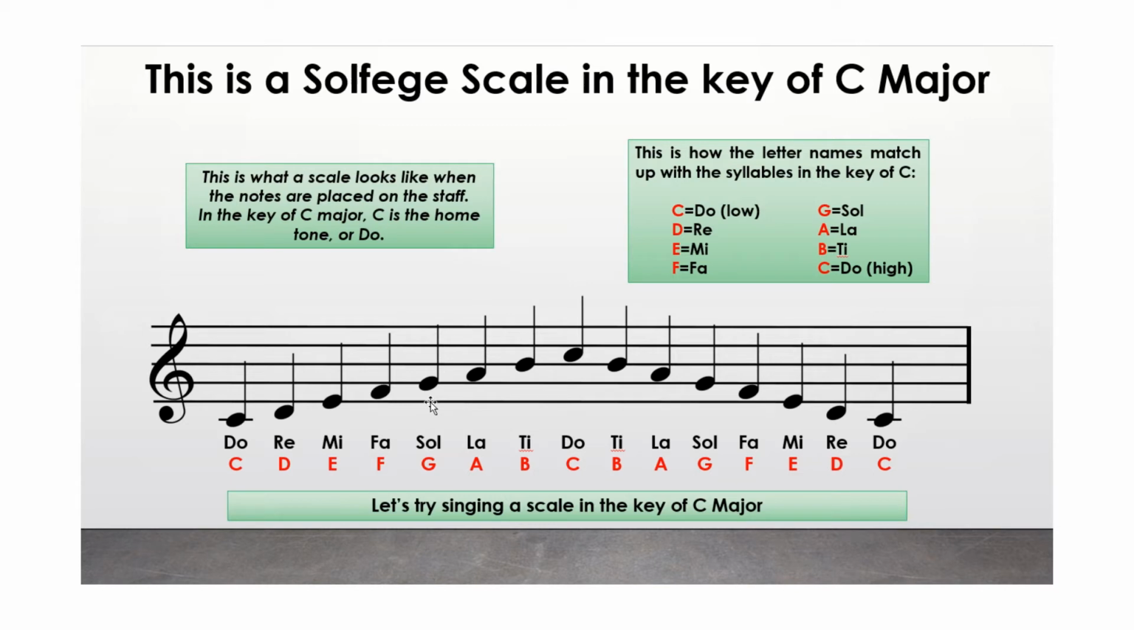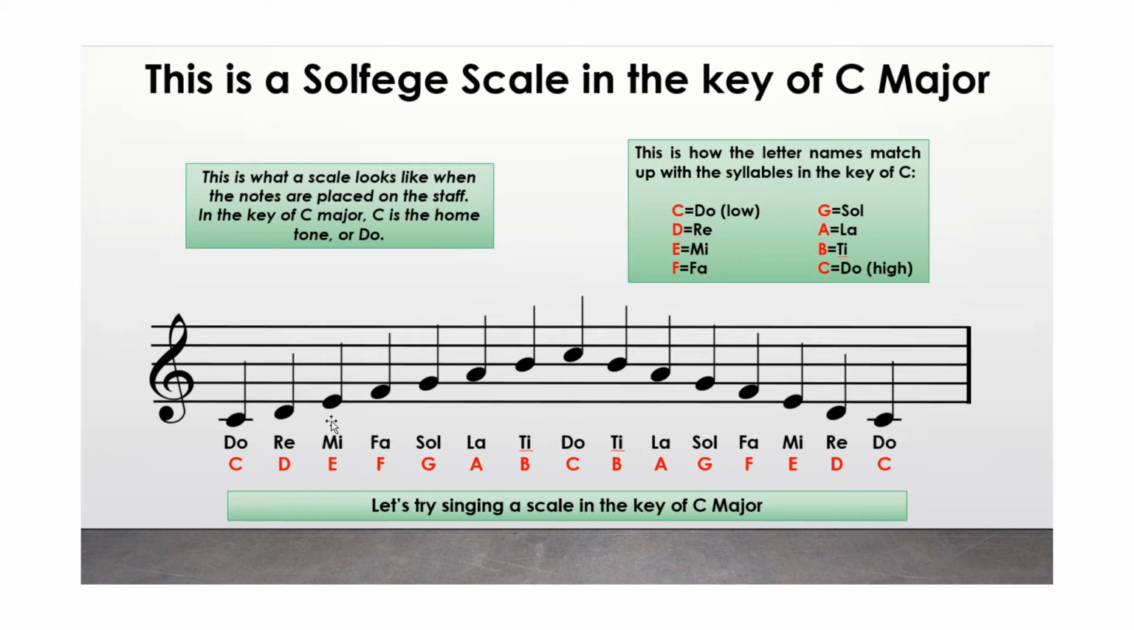So is on the second line. La is in the second space. Ti is on the third line, and then do, high do, is in the third space. So we've got 2 do's, low do, line under the staff, and high do in the third space of the staff. But you'll notice with the other syllables, re is always found in the same place, space note under the staff.